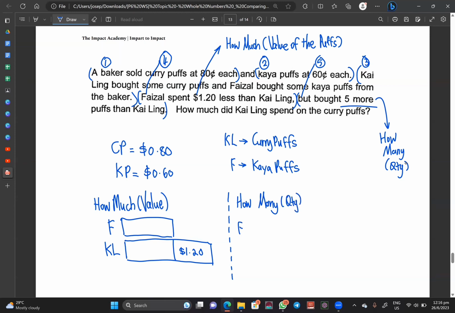Same thing, write down. If I start with F over here for my value, my how much, I will also start with F over here for my how many. So F and KL. We can see that Faisal bought 5 more puffs. So Faisal bought 5 more puffs.